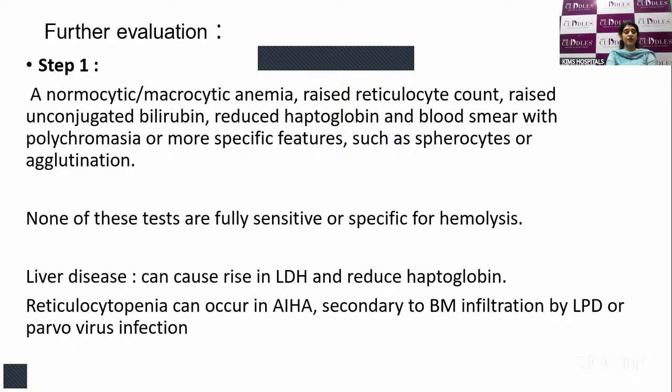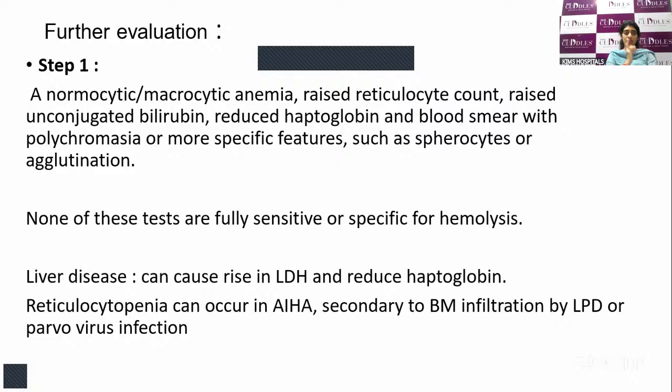So how do we first evaluate these cases? First, a normocytic or macrocytic anemia, raised reticulocyte count, raised unconjugated bilirubin, reduced haptoglobin, and a blood smear with polychromasia or more specific features such as spherocytes or agglutination. So that's the first step. You have to think of AIHA and then you have to start working up.